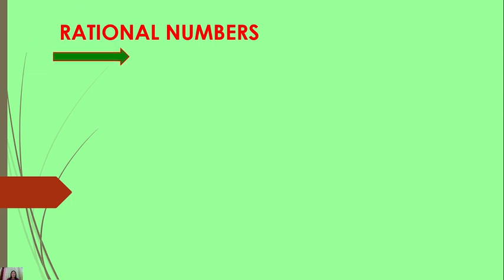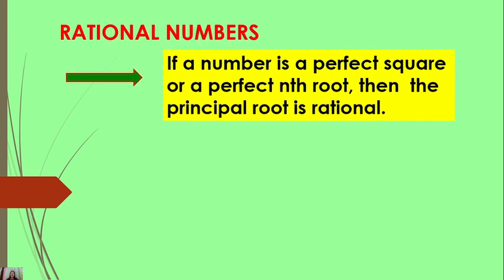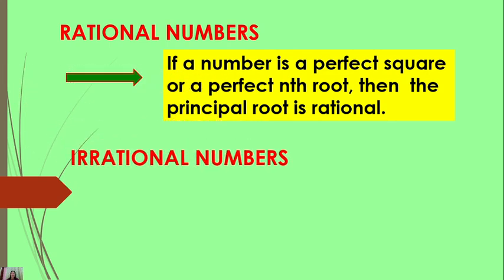Rational number. If a number is a perfect square or a perfect nth root, then the principal root is rational, just like square root of 64. Okay, 64 is a perfect square, therefore the root is rational. Let's say cube root of 64. 64 is a perfect cube, therefore the principal root is rational. And rational is opposite to irrational.